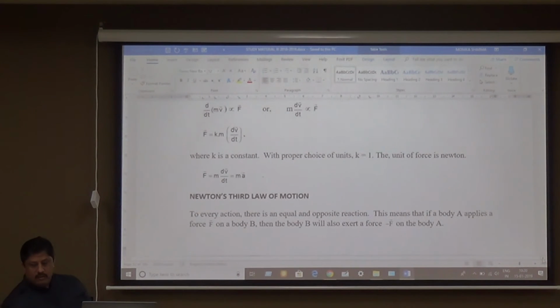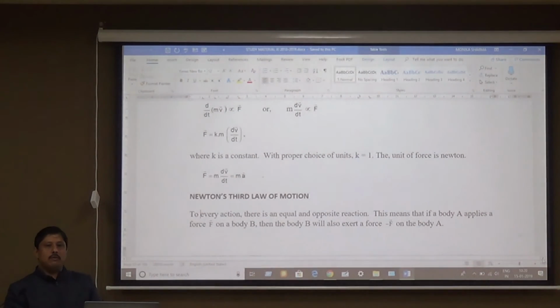You can see the action and reaction. Suppose you pull an object and it doesn't move, then again there is action and reaction. So to every action there is an equal and opposite reaction. This means that if a body A applies a force on body B, then body B will also exert a force on body A. But one important thing is there: the force on A due to B is equal to minus the force on B due to A. The magnitude is the same, but the direction is different.